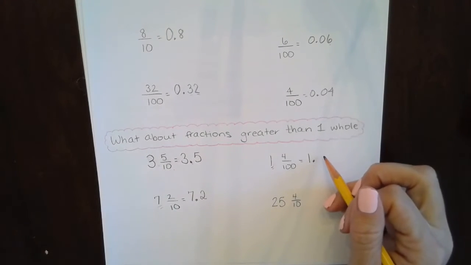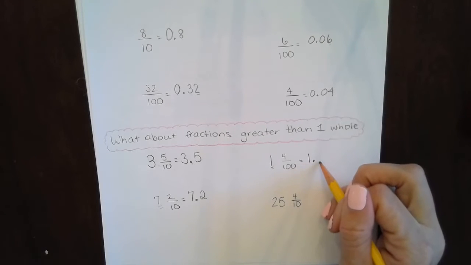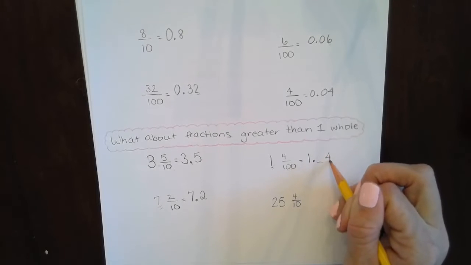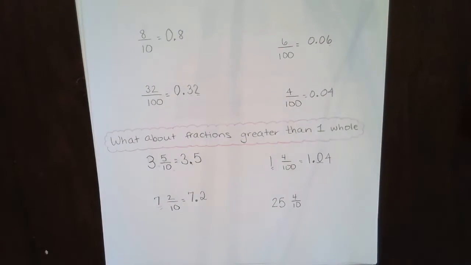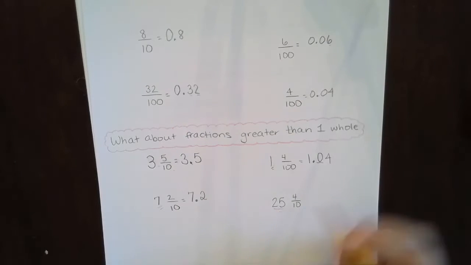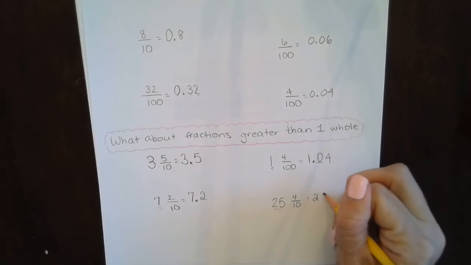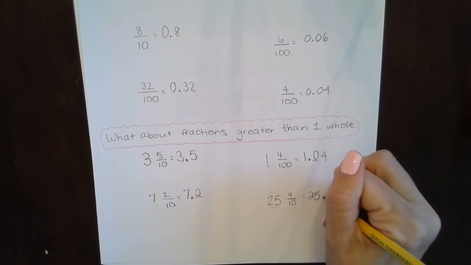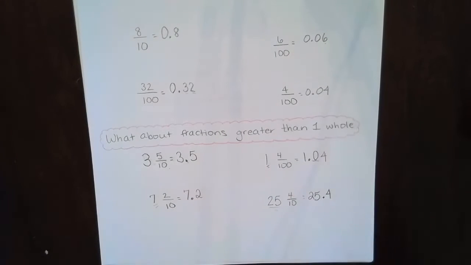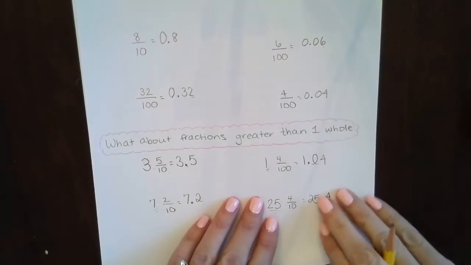Now you need 4/100ths. Well, if you put the 4 here, it's going to say 1 and 4/10. I need it to push over to the hundredths spot, and I'm going to do that by using a 0. So 1.04 is 1 and 4/100ths. And here I have 25 wholes, and I have 4/10, which is 25.4.